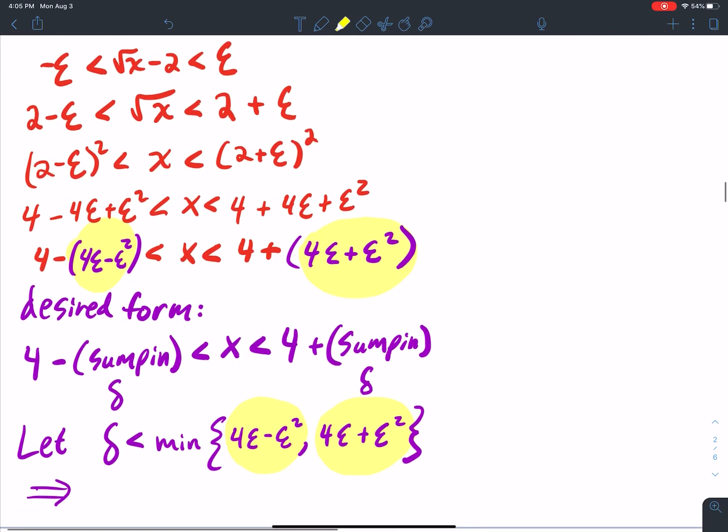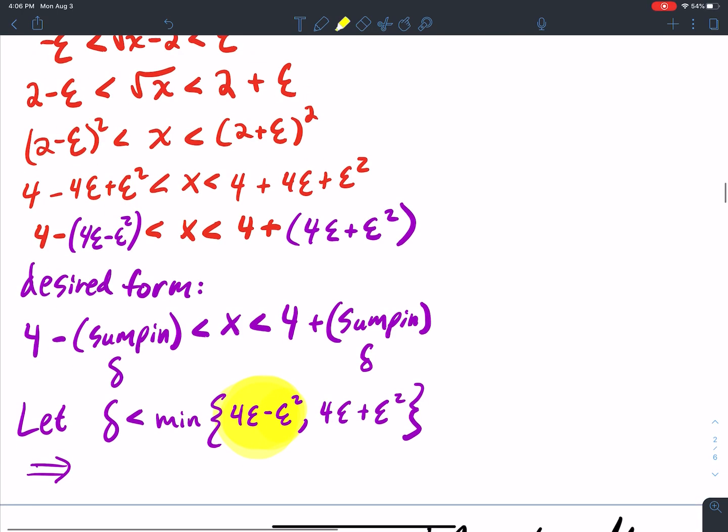Now, how do I find the minimum here? It's the minimum of these two things. Well, guess what? When I look at these two things, this and this are the same, all right? However, when I square a number, it becomes positive. So subtracting a positive number versus adding a positive number, guess what? Subtracting that positive number is going to make that number the smaller of the two. So that's why this piece is the minimum here, okay?